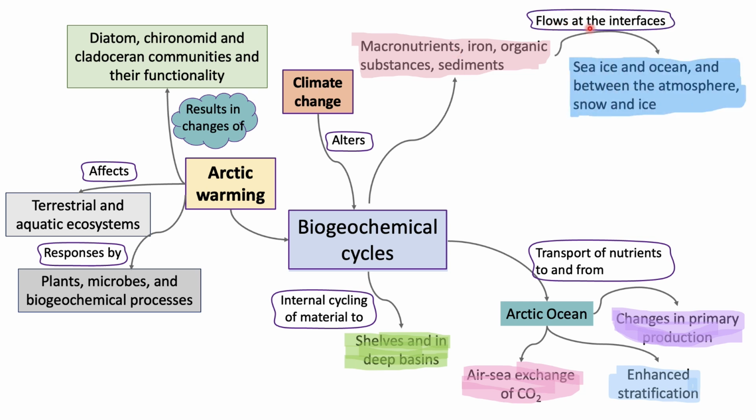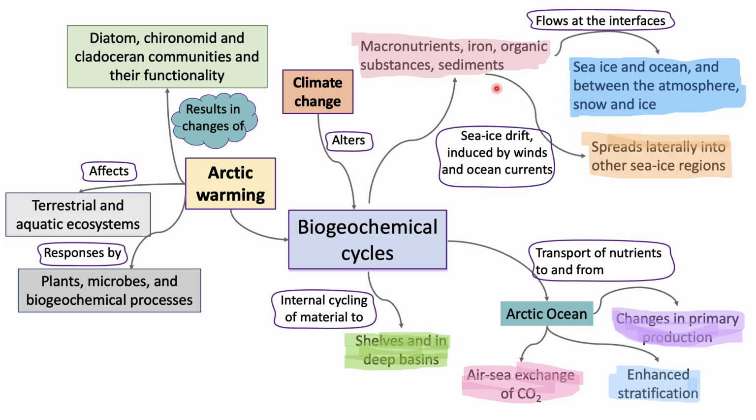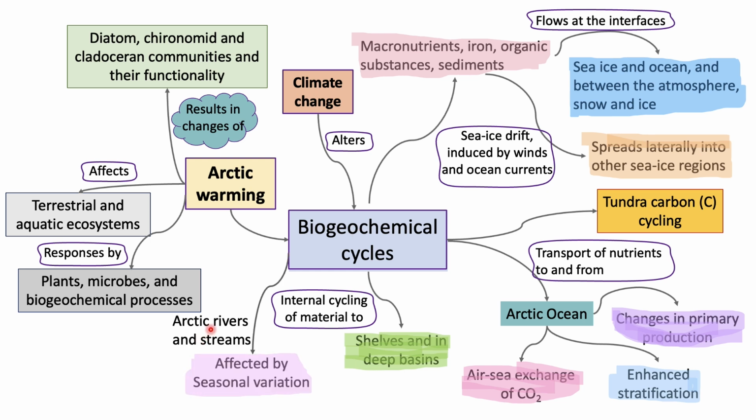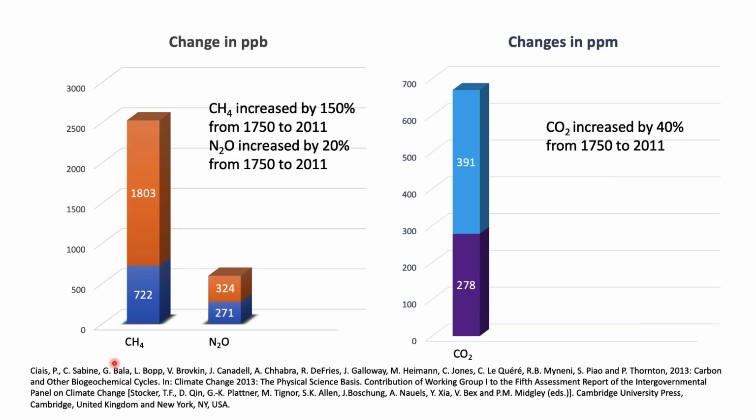There is a flow at the interfaces between sea ice and ocean, and between the atmosphere, snow and ice. The macronutrients also shift due to ice drift induced by winds and ocean currents. This leads to spreading laterally into other sea ice regions. The biogeochemical cycle also affects tundra carbon cycling. The Arctic rivers and streams are affected by seasonal variation, and in the Arctic rivers and streams the nutrients are moving. So this was the overall picture of the biogeochemical cycle in the Arctic region.